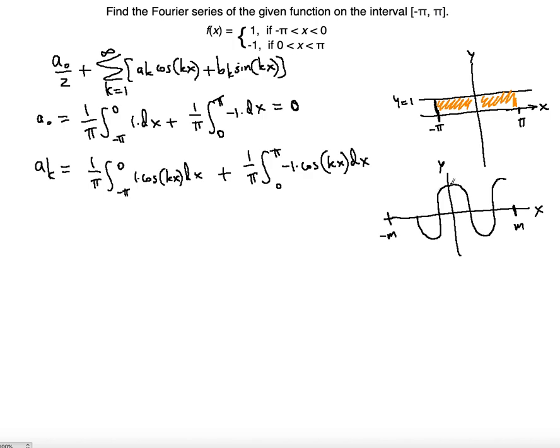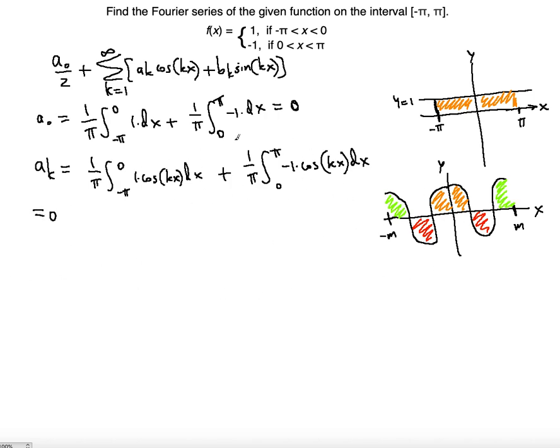Could do it better. Cosine looks like this, right? So it's symmetric with respect to the y-axis, right? So basically, what you're doing is subtracting corresponding areas that are reflected with respect to the y-axis, right? So this is equal to 0.